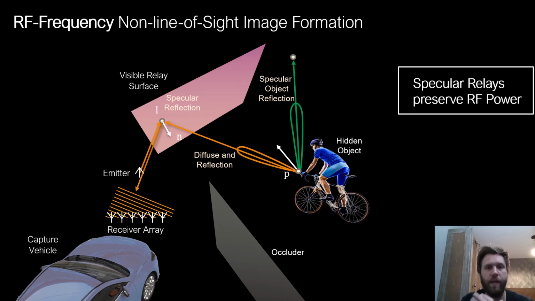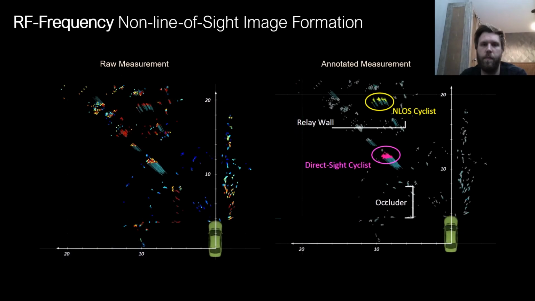Unfortunately, these signals are still extremely faint, which is why we have to rely on a joint detection and tracking network to handle these extremely large standoff distances with very faint signals. So here we see an example measurement, raw measurement on the left side, and its annotated version on the right side, overlaid with the scene geometry at the particular instance when this measurement was taken.